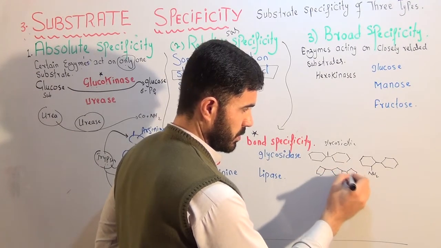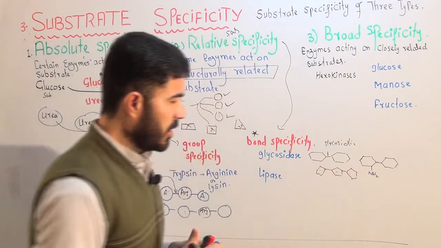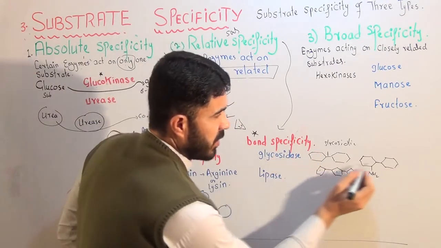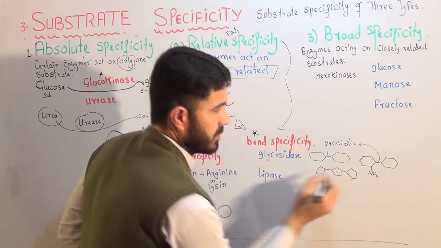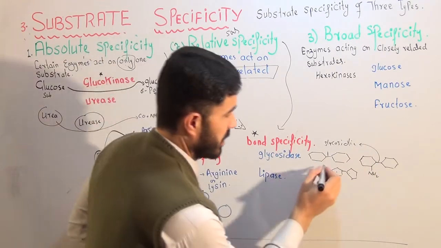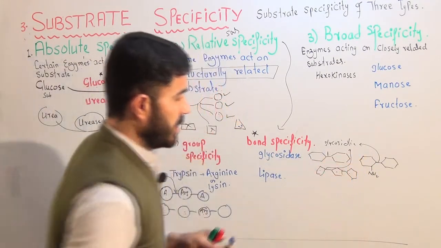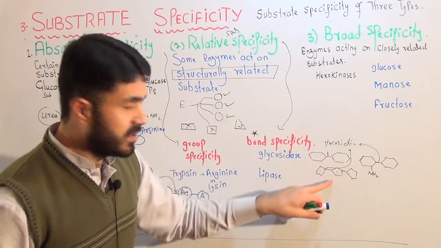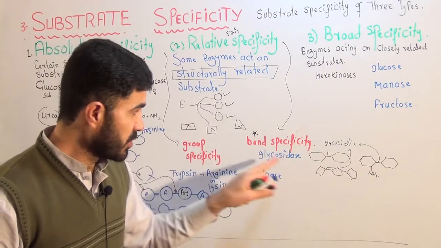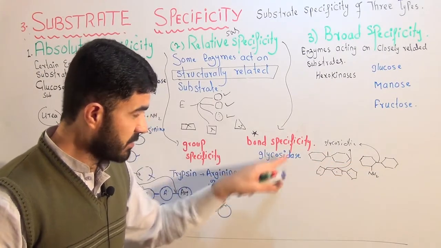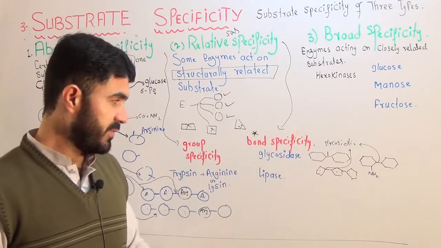1, 2, 3 units. But in all these 3 substrates, the bond is glycosidic. Glycosidic bond, here glycosidic bond. So because all of these substrates have a glycosidic bond, this enzyme glycosidase will act on it. This is called bond specificity.